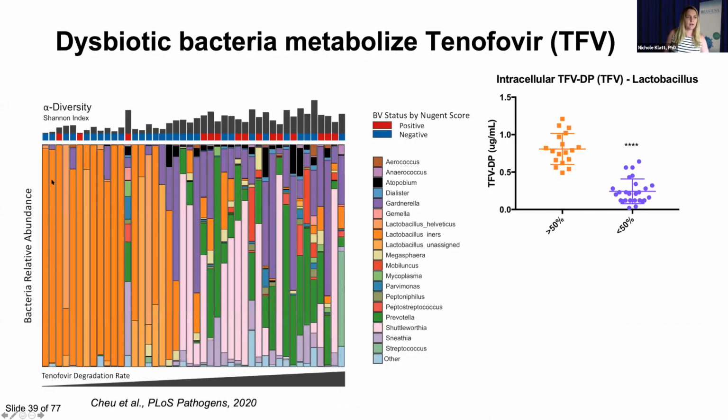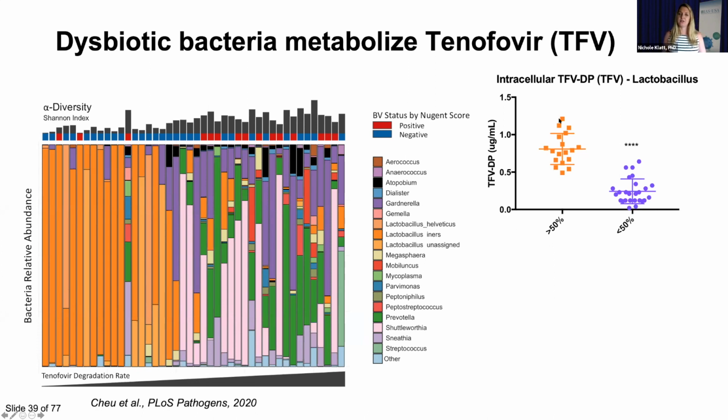Here, remember, each line is a woman and each color is a different bacteria, with the orange being our Lactobacillus, our ideal, and these different polymicrobial colors are going to be our BV or dysbiotic states. The way this is ordered, from left to right, is the least degradation of the drug to the highest amount of degradation. For tenofovir, it's very clear that there's less degradation when there's Lactobacillus dominance, and more degradation that keeps increasing with the diversity of the flora.